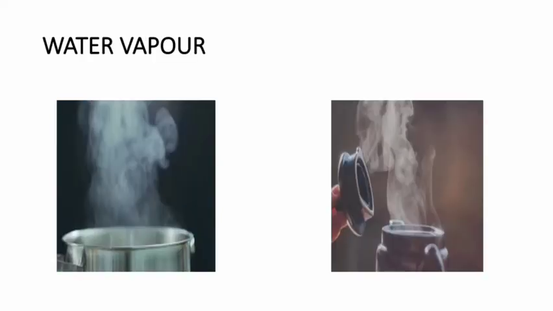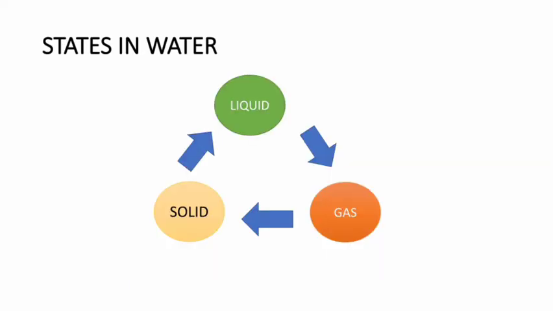When you heat some water, you get these water vapors. So states of water: solid, liquid, gas. When you keep the ice at normal room temperature, it changes into liquid. Then when you heat the liquid to 100 degrees Celsius, it becomes gas.